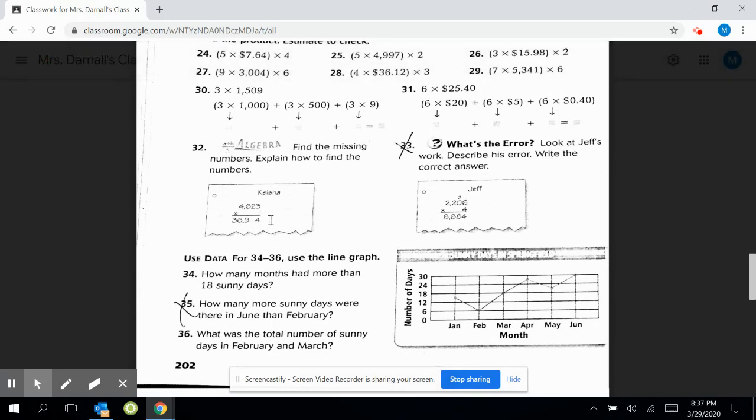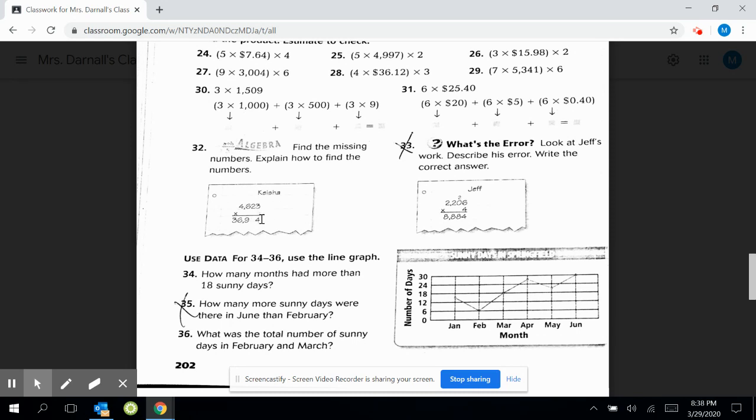This problem here has a missing number here, and you're not sure what would go there. But you have to think, what times 3 would equal 4? Well, nothing times 3 equals 4.